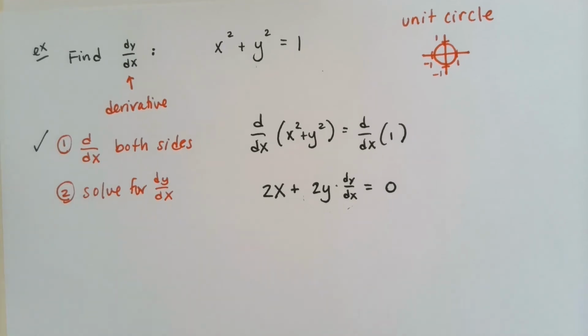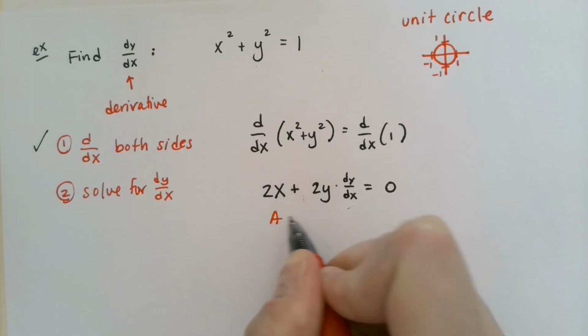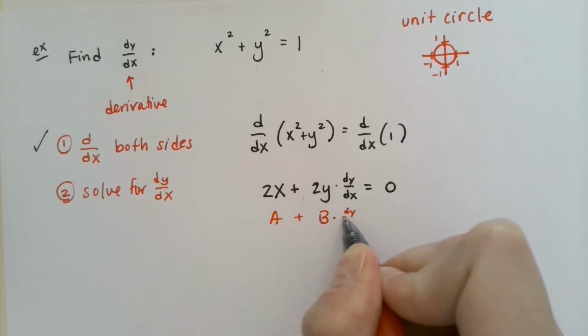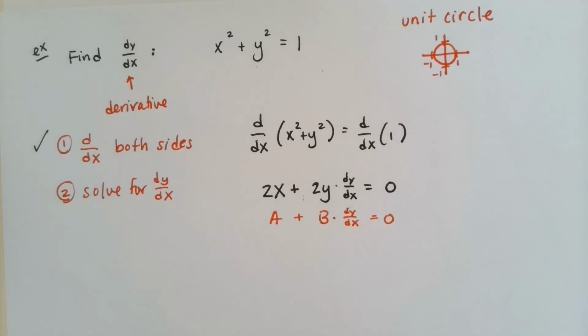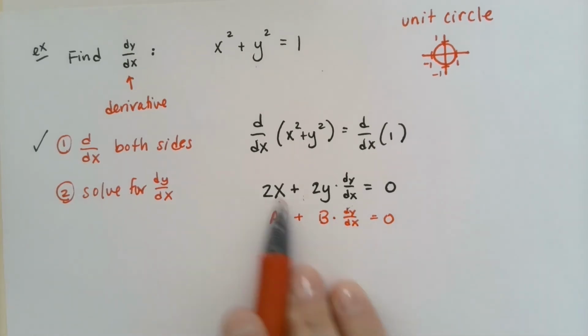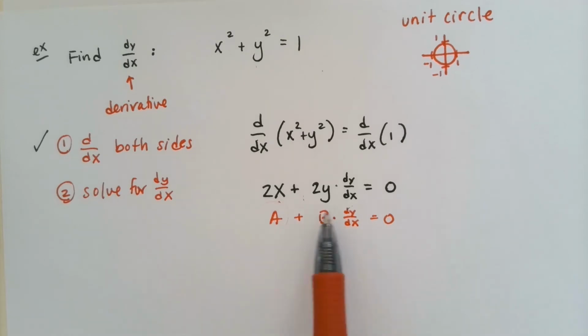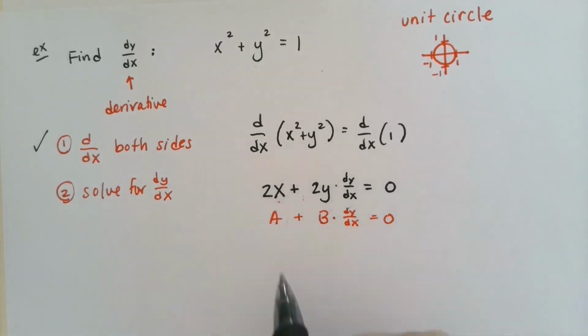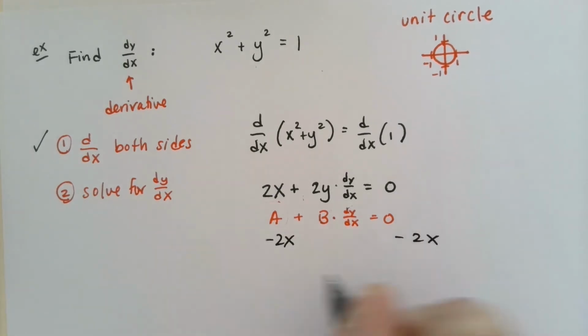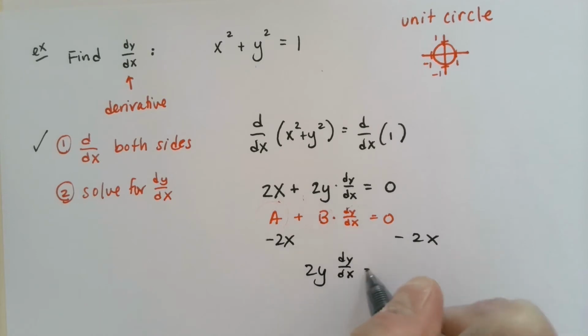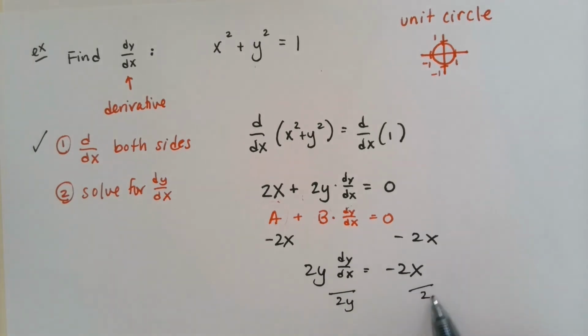This algebra can be a little intimidating, not because it's super complicated, but because it looks super complicated. So this looks worse than it's actually going to be. What we actually have is something plus something times what we're solving for. So if we're solving for this dy dx here, I'm going to subtract this term over here, and then I'm going to divide this term on both sides so that dy dx is on its own. So I'll subtract and then I'll divide. If I subtract 2x from both sides, I get 2y dy dx equals negative 2x. And now I'll divide both sides by 2y.